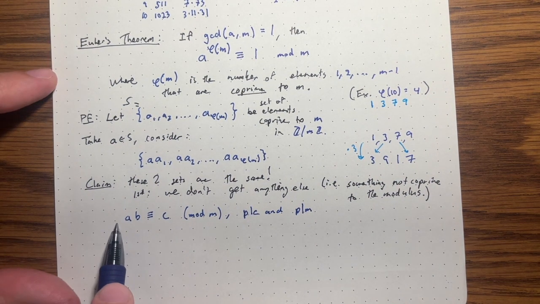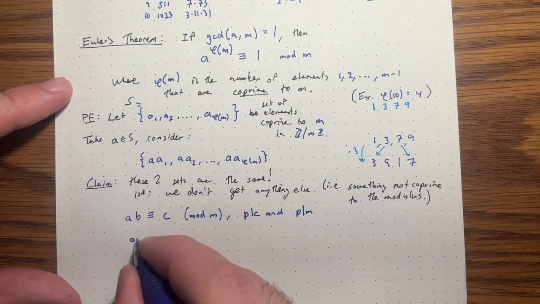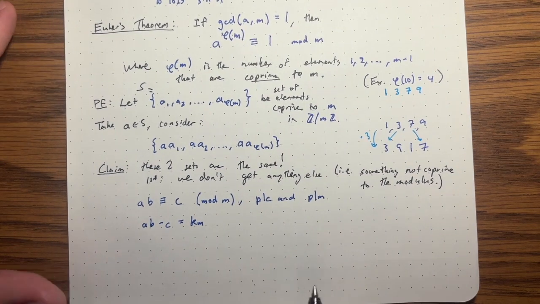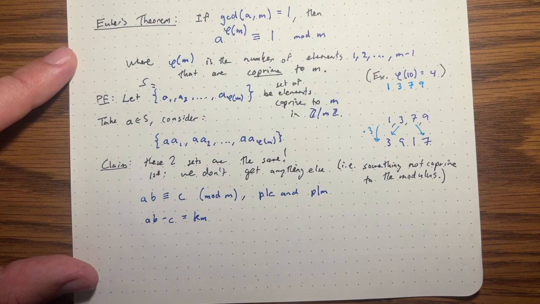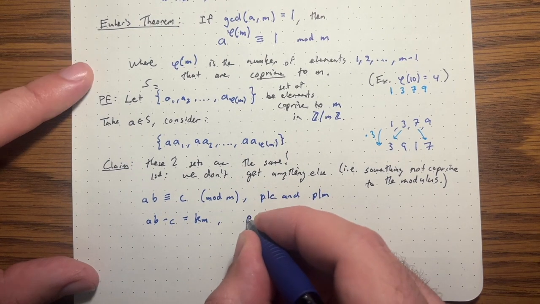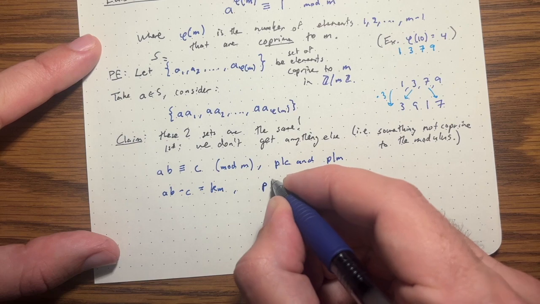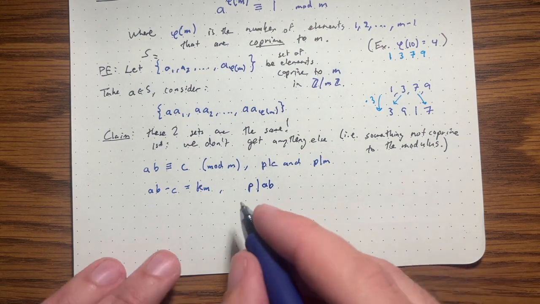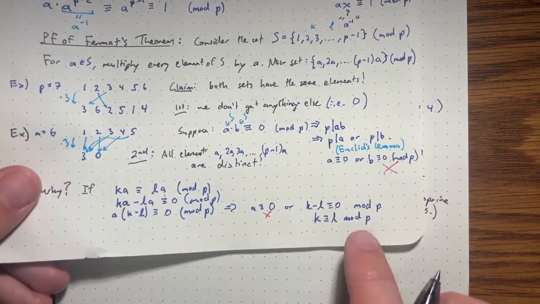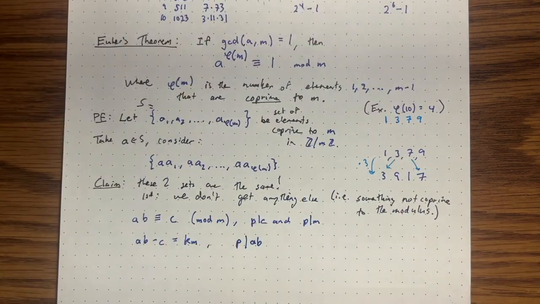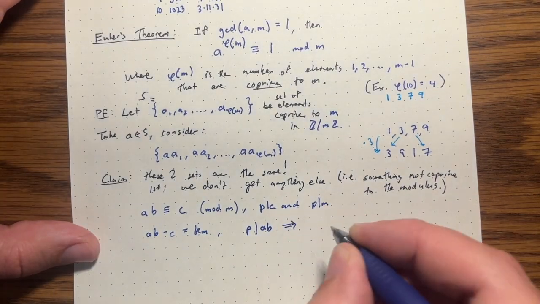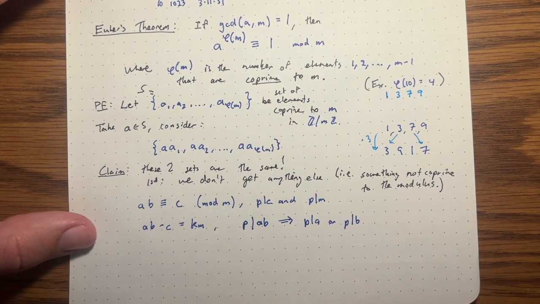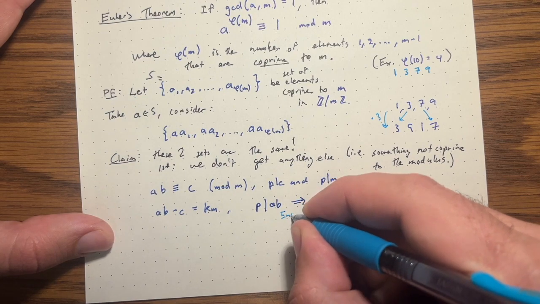Okay. Well, what does this congruence say? It says that AB minus C is a multiple of M. But if P divides C and M, it has to divide the product AB. But by Euclid's lemma again, it has to divide A, or P has to divide B. Again, I'll point out this is Euclid's lemma.